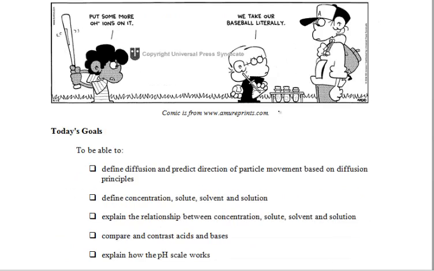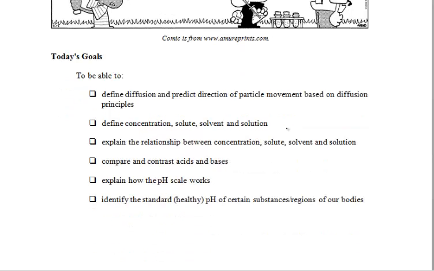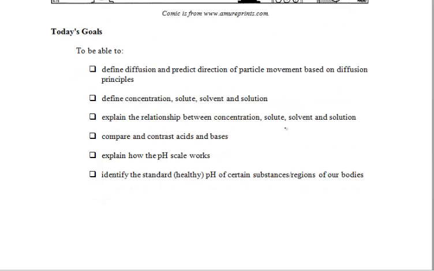Okay. By the end, you should be able to define diffusion and predict direction of particle movement based on diffusion principles, define concentration, solute, solvent, and solution, explain the relationship between concentration, solute, solvent, and solution, be able to compare and contrast acids and bases, explain how the pH scale works, and finally, identify the standard or healthy pH of certain substances or regions within our body.